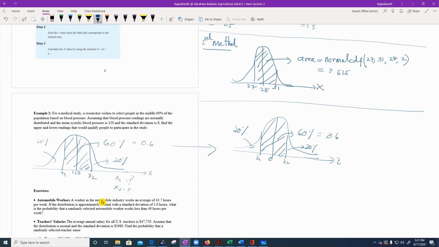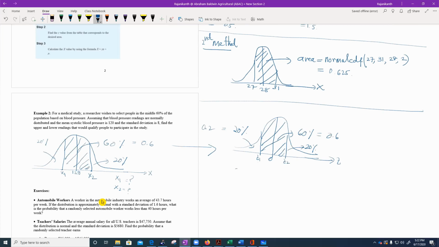Let us figure out the z1. Remember last time we had, if you know the left area of the curve, you know how to find the corresponding z value, right? If you want to find the z value, you have to use the inverse norm function. If you want to find the area, then you have to use a normal CDF function. Now I know the area left side of the z1, which is 20 percentage. So 20 percentage, if you divide by 100, is 0.2. So you know the left area 0.2.